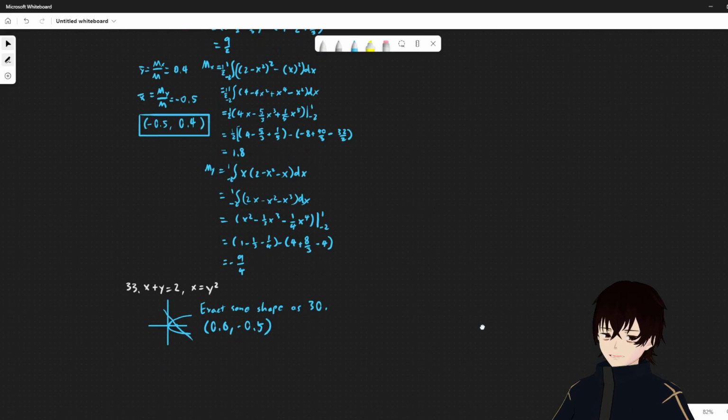Hang on, no. Slight mistake. Oh, that's a 2. This is supposed to be 1.6, not 0.6. It's supposed to be 2 minus 0.4. Not 1. That's what I was trying to say.